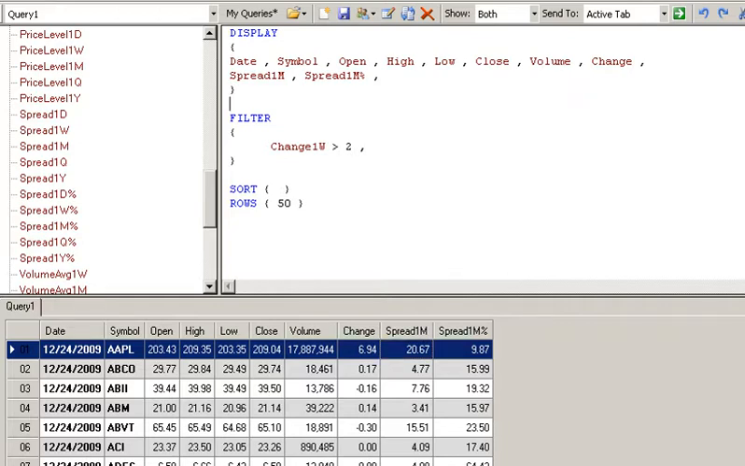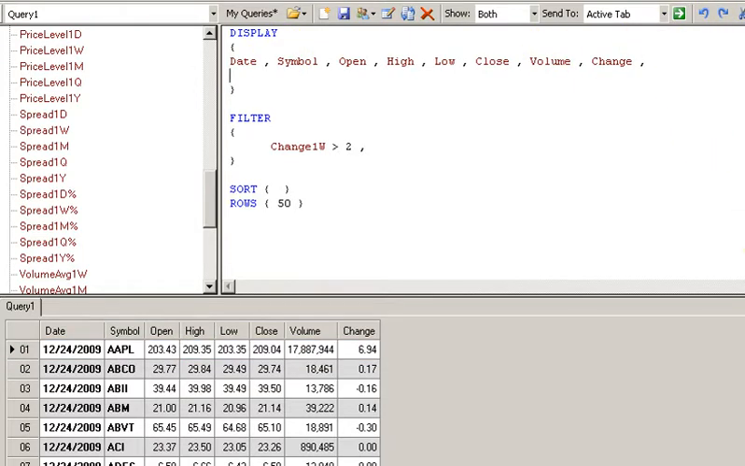Let's say you only want stocks where the difference is very stable, where the spread is very, very tight. So you want a low spread percentage or absolute number. Or you're only looking for stocks where the difference between the high and the low is at least $1 or $2 or $5. So it makes it easy to narrow down your data.